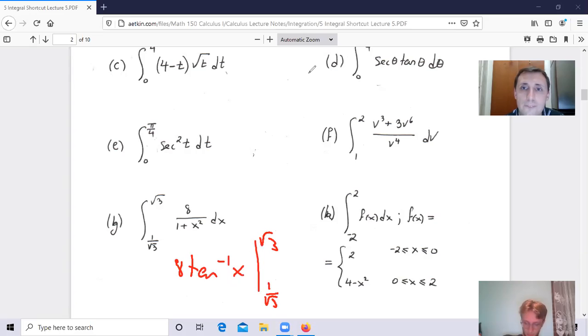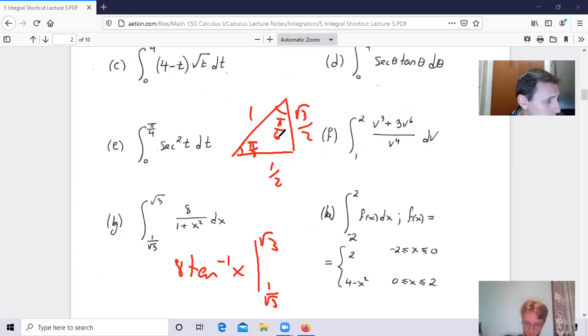And what do I get? Well, I can recognize this from the triangle. I have the triangle with pi over 3, pi over 6, 1/2, root 3 over 2, and 1. So I can see that tangent of pi over 3 is root 3. So that would be pi over 3 minus tangent inverse of 1 over root 3, which is pi over 6. You see why? Because tangent of pi over 6 is 1 over root 3. So it's pi over 3 minus pi over 6, which is simply pi over 6 as my answer.